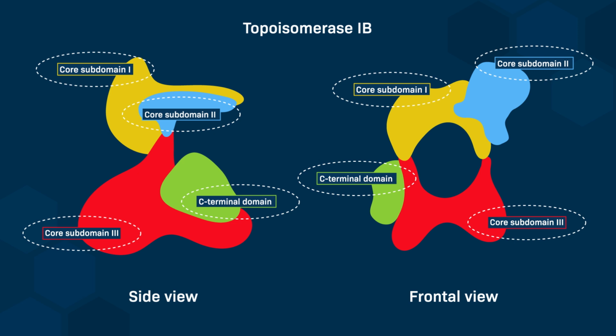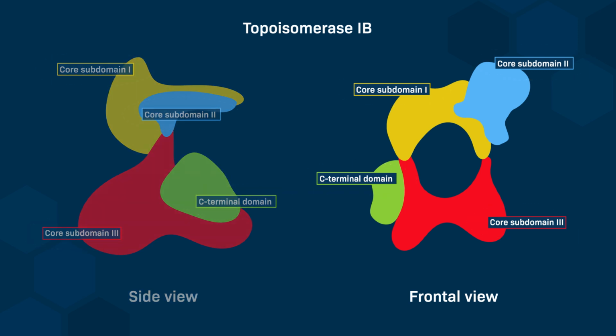In the side view, it may not be immediately apparent how the structure interacts with DNA. However, when viewed from the front, domains 3 and 2 are observed to be nearby and form a cavity within the catalytic domain of topoisomerase 1B. This cavity measures approximately 20 angstroms in diameter, which suggests its capability to bind double-stranded DNA.